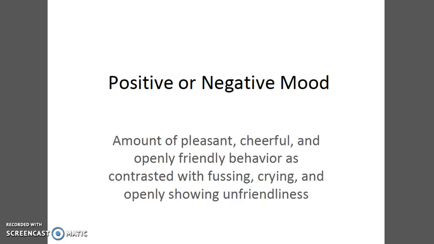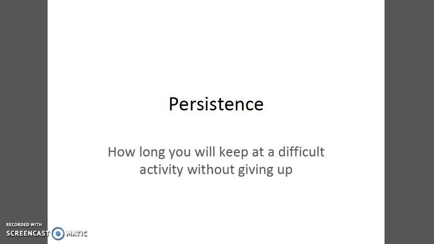Mood. This can be positive or negative, positive being the amount of playful, friendly behavior, and negative being fussy, crying, and showing unfriendliness. Children vary in how often they display positive or negative moods. The child whose mood is positive is easily pleased, while the child with a negative mood may show little or no expression of pleasure. Persistence is looking at how long you will keep at a difficult activity without giving up. In other words, does the child keep trying or do they give up?